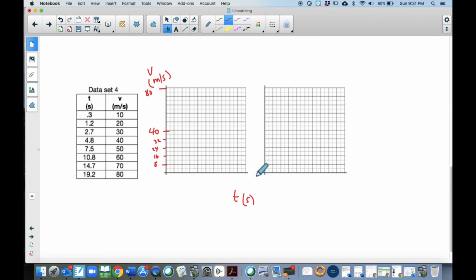On my x-axis, the time, I need to get up to 20, basically. I'm going to just round that up to 20, so I'm going to count by 2s going this way. All right, so now I have my axes set up. Now I'm going to go ahead and start plotting my points.